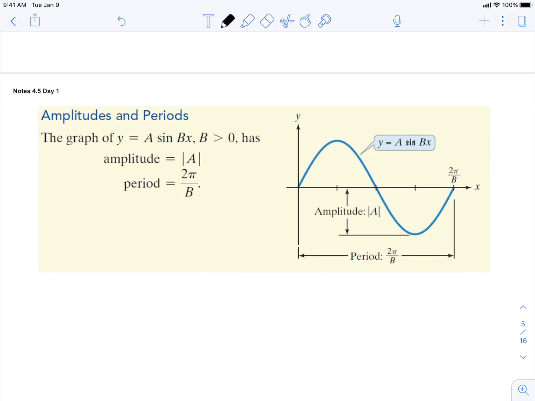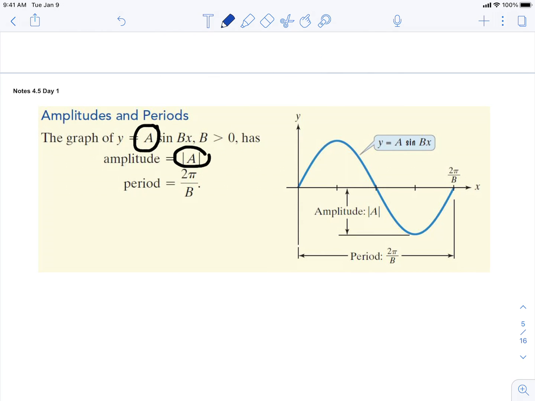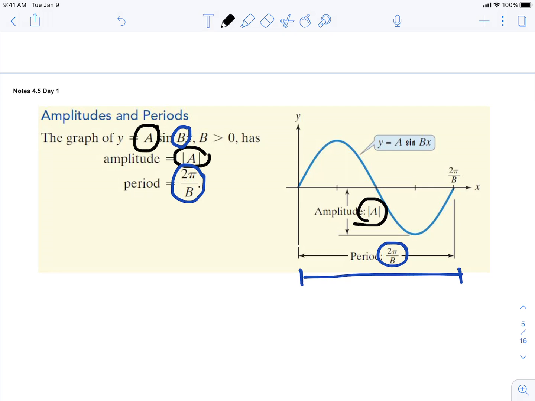Two things are important. To find the amplitude, it is the absolute value of a, what happens in front of that function. The period, the length of a revolution, is 2 pi over b. So the period is how long one cycle occurs. The amplitude is the height, and half of it.